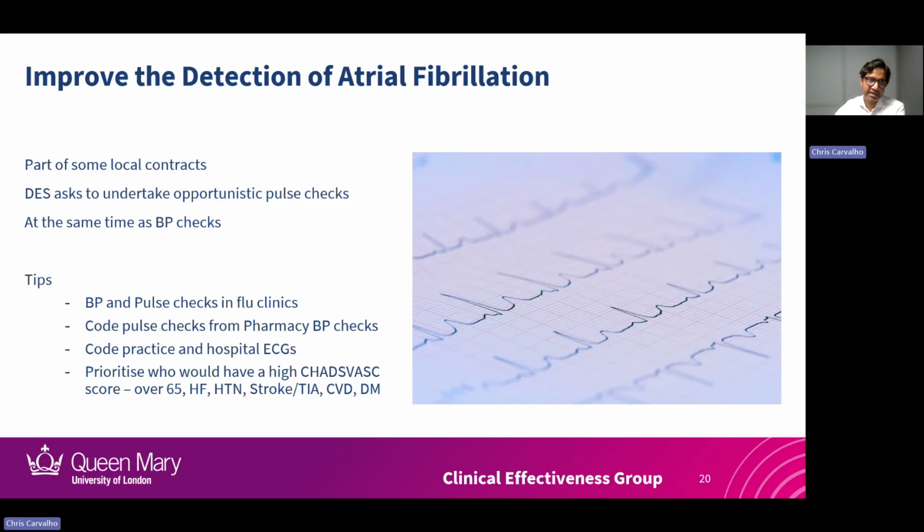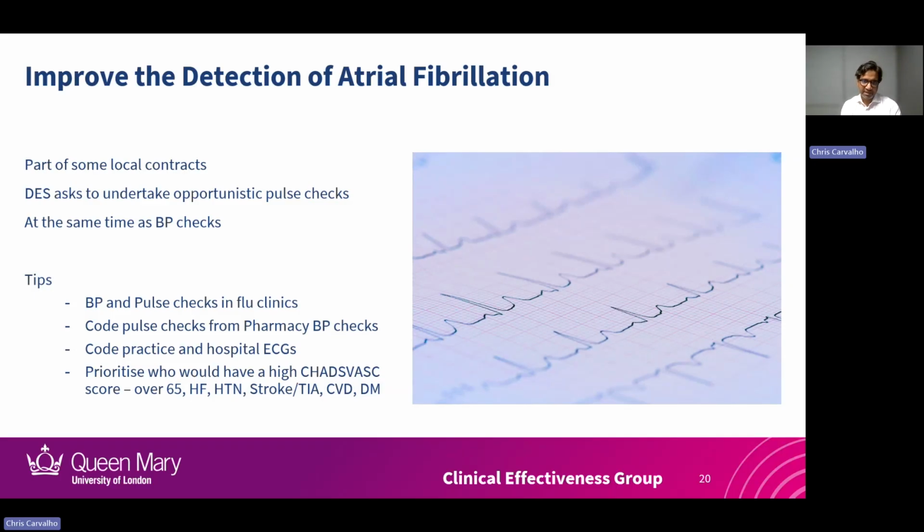In AF, it's about improving the detection of AF. In NEL, this is already part of some local contracts. So there are some indicators already around offering pulse checks opportunistically, which is what the DES asked for. But as a reminder, the key time to do that is the same time as a blood pressure check, so making sure that you've got a regular rhythm to make sure the machine's going to be able to accurately check it. With that in mind, as well as doing the blood pressure checks in flu clinics, the pulse checks are another opportunity there as well.